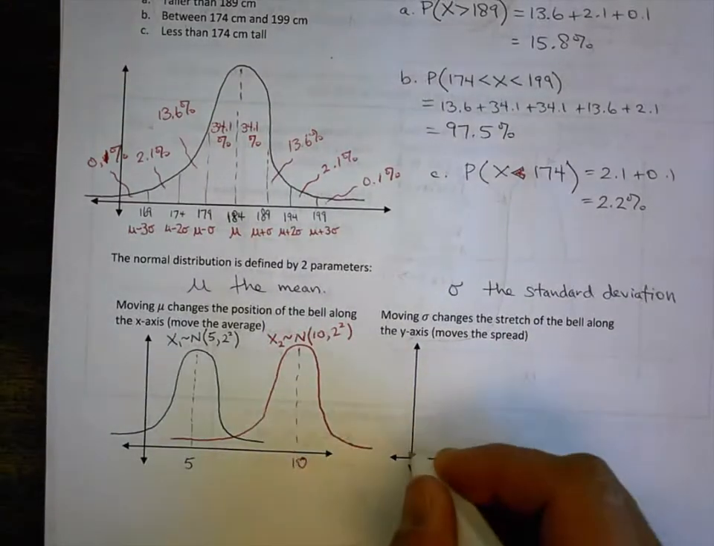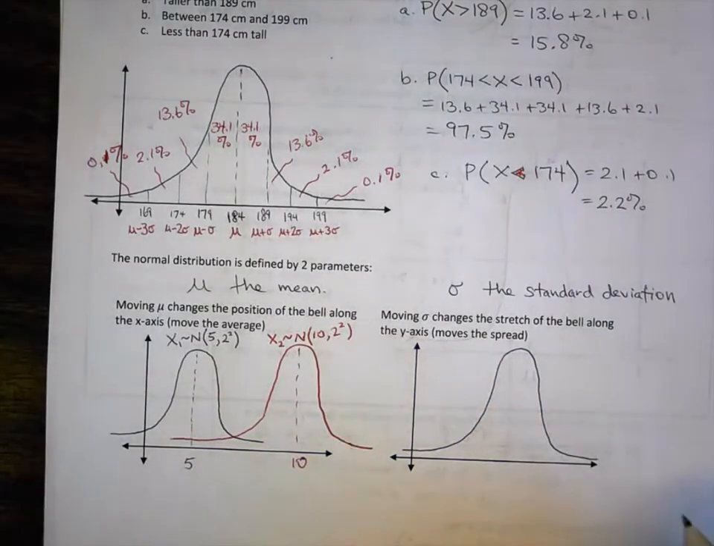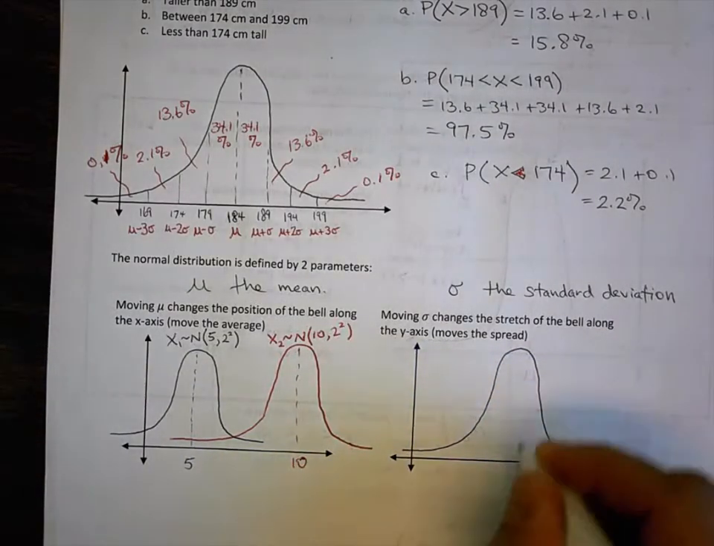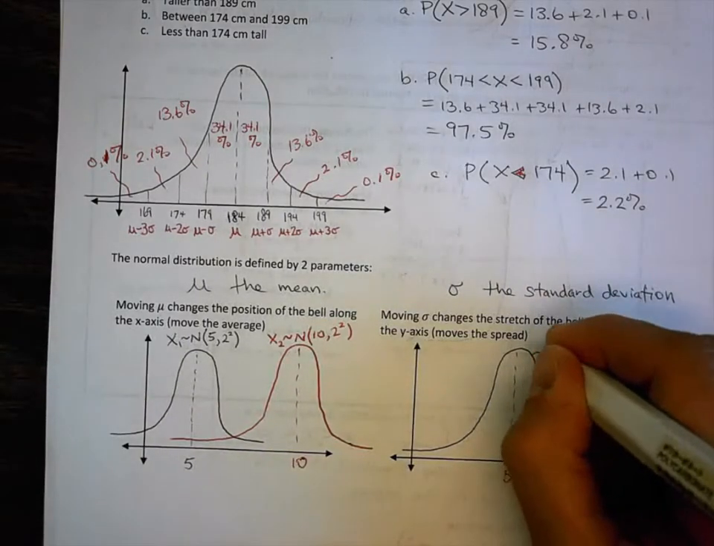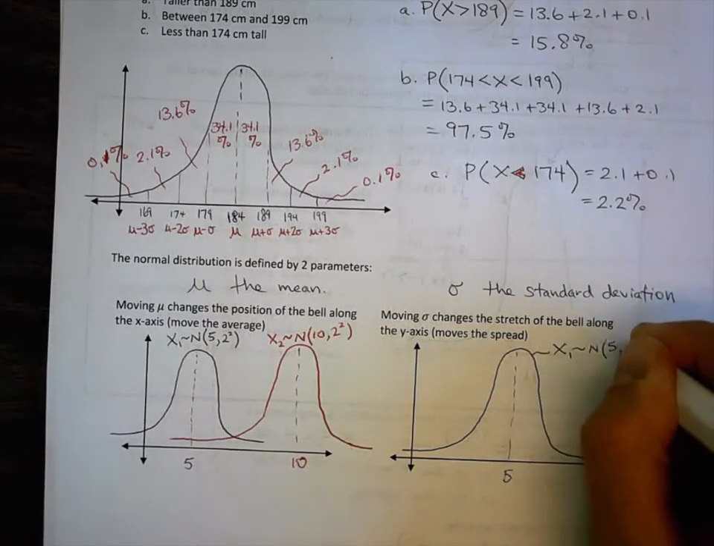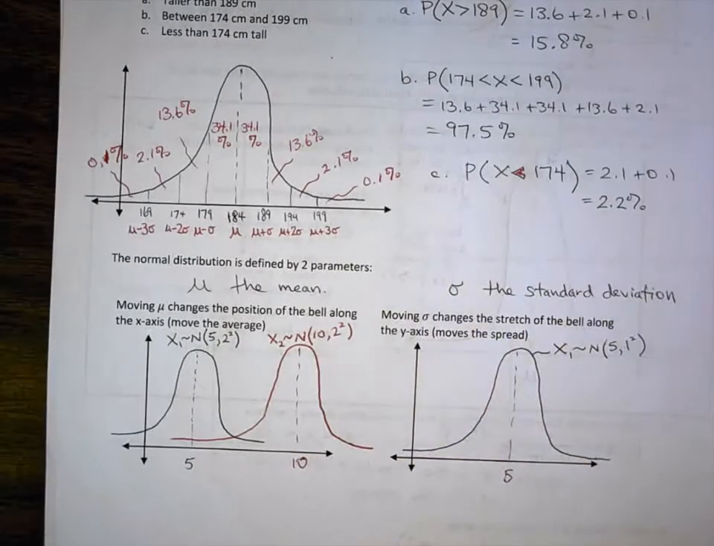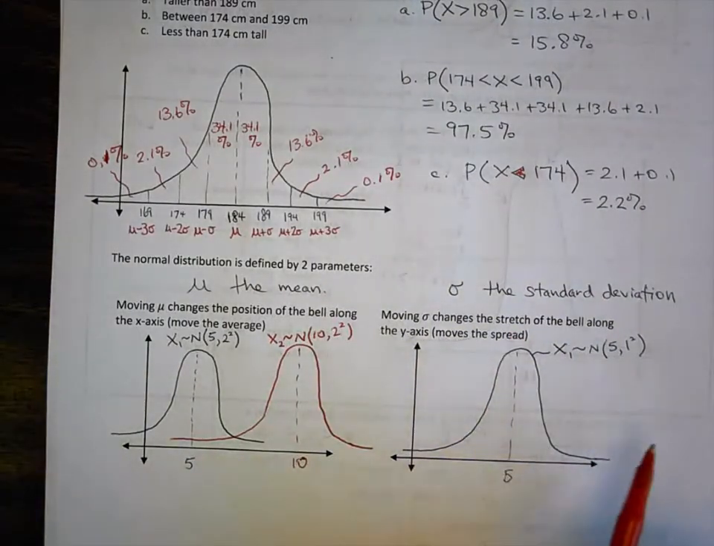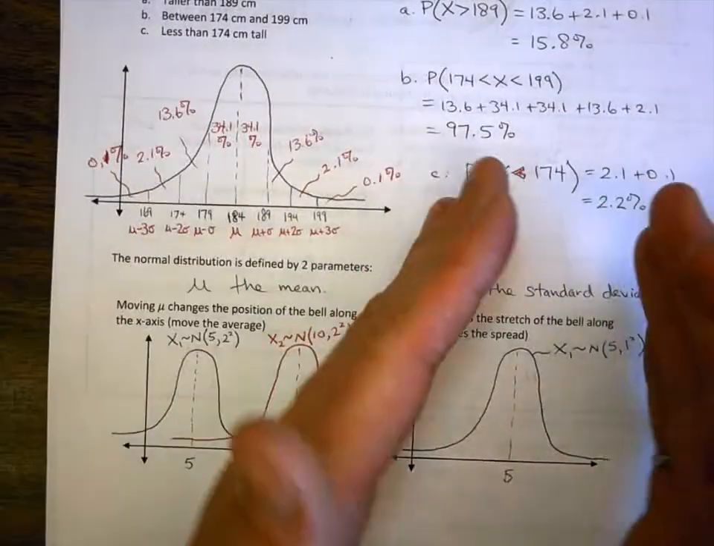Well, okay, let's draw a bell curve or a normal distribution. Ooh, that was probably my best one. So this is going to be centered at 5. So this is x follows a normal distribution, average of 5, and we'll say a standard deviation of 1. Okay, if I change that standard deviation, the position of the graph stays the same, but the spread changes.